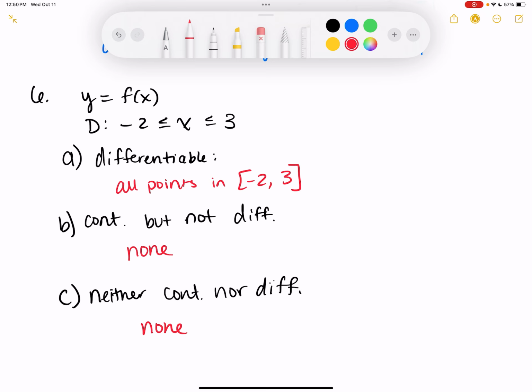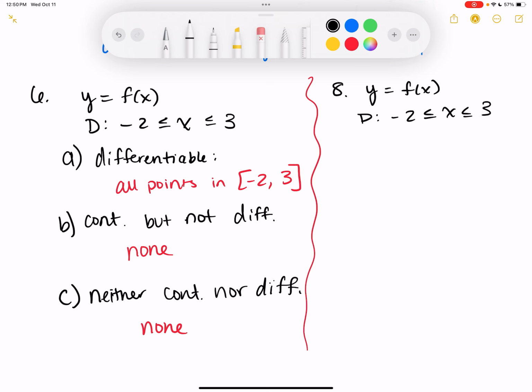I think to avoid having to rewrite the questions, I'm going to just do this one beside. All right, so 8 pretty much gives us the same information. Y equals f of x. Domain is -2 less than or equal to x, less than or equal to 3. So exact same thing there.